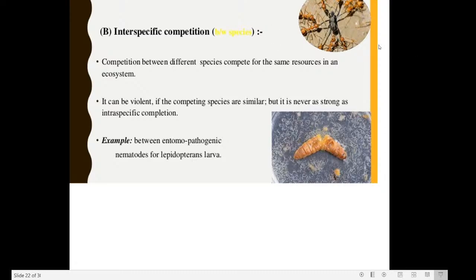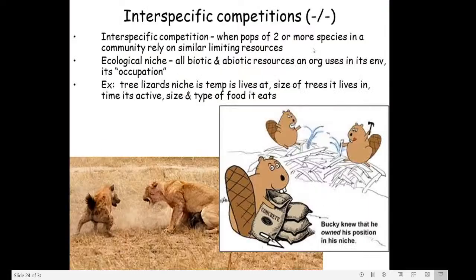Here you can see an ant and an insect interaction, where both species are different. They interact for the same food, they compete for the food. These are interspecific, meaning different species. Intra means the same species interact, competing for one same resource.